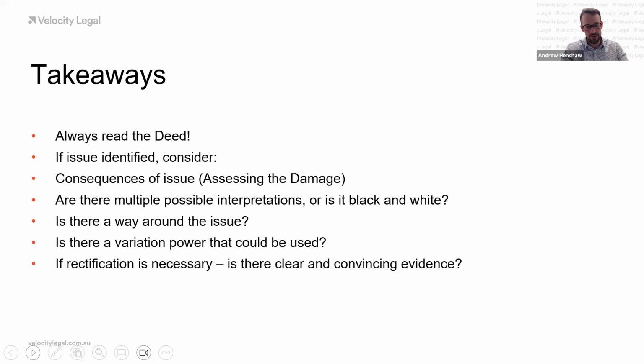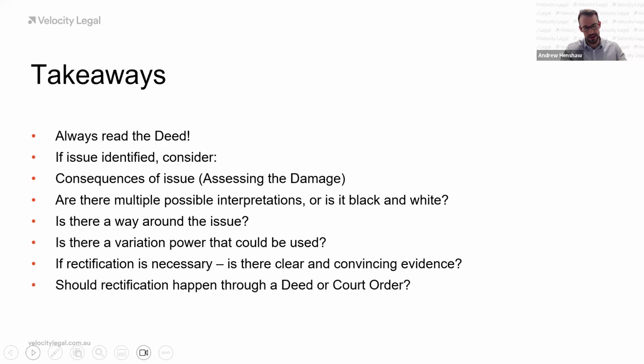Is there a variation power that can be used? If you've failed on all those points and it's like, no, we've got a clear issue, is there that clear and convincing evidence? And if so, which pathway should you go? Should you go down the route of a deed, or do you need to go off to court to get it fixed?